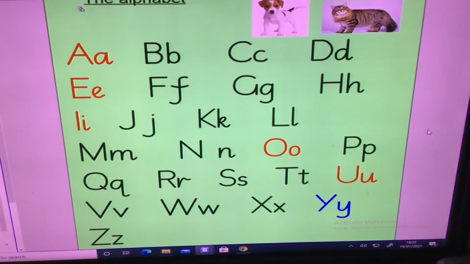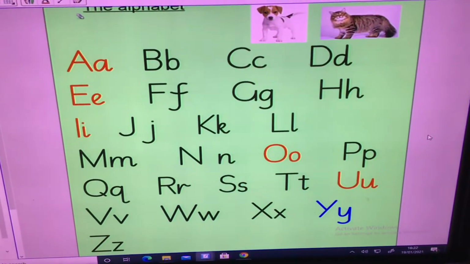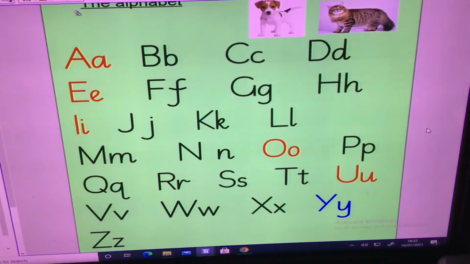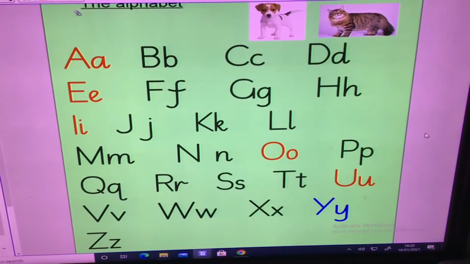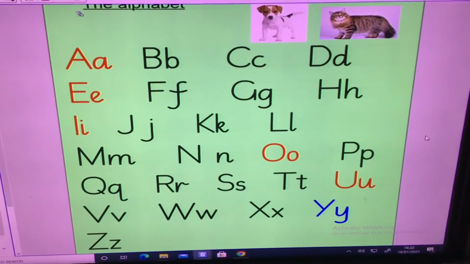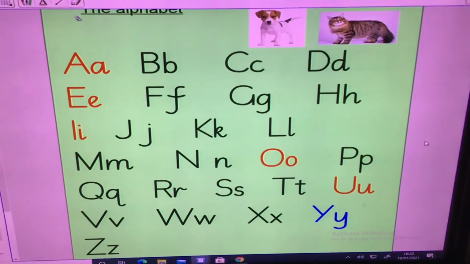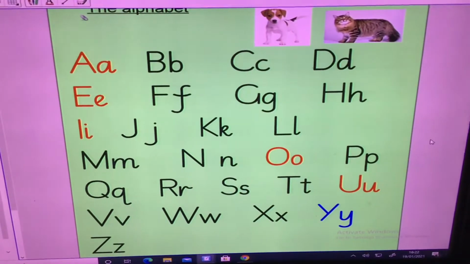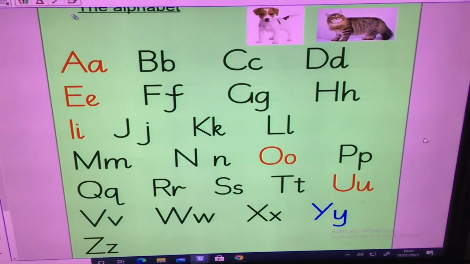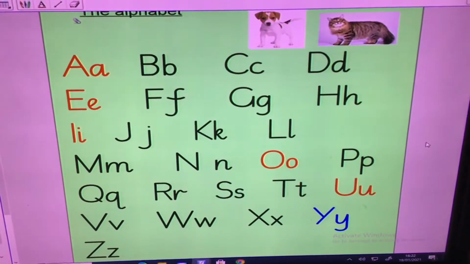Here are the 26 letters in our alphabet. Now, just like you wouldn't call a dog a woof, and you wouldn't call a cat a meow, you wouldn't call letter A an A. The sound it makes is A, but its name is an A.